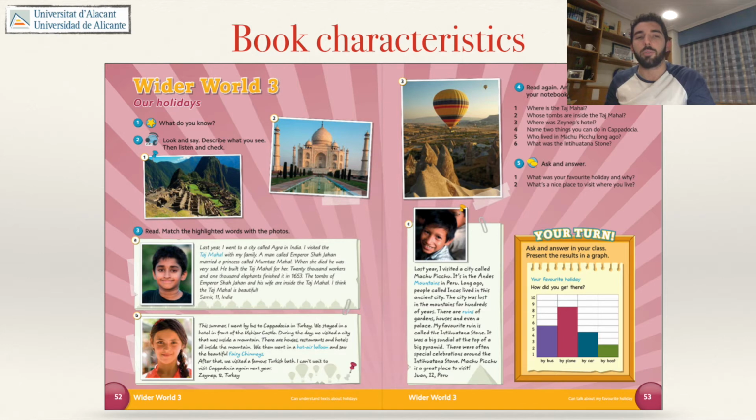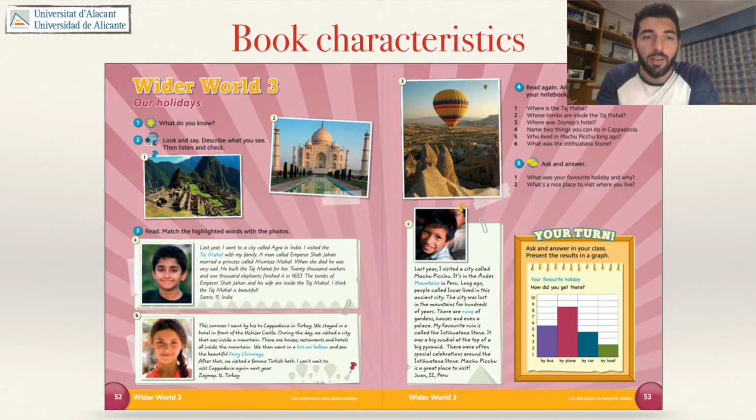It is an example of one of the 8 units we have in the whole book, where they review all the lexicon and the structures, grammar structures, but using the 4 linguistic skills: listening, speaking, reading, and writing.